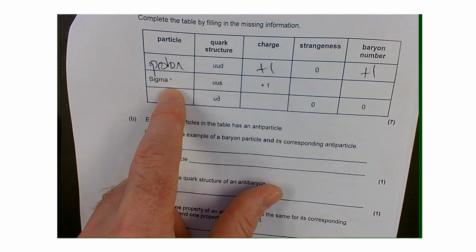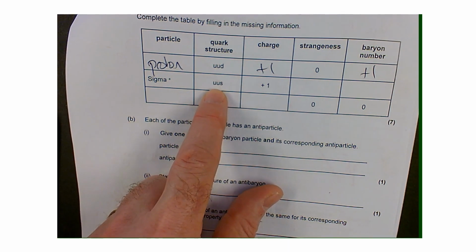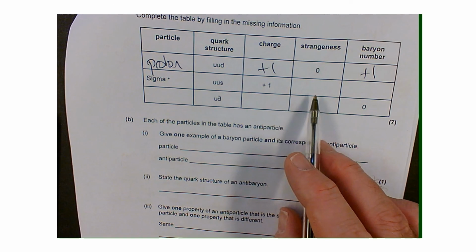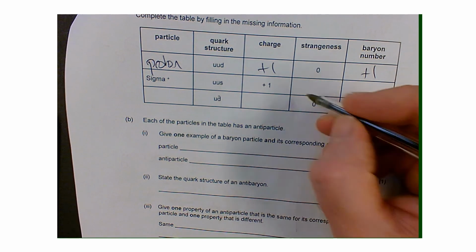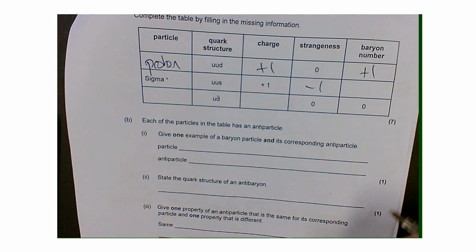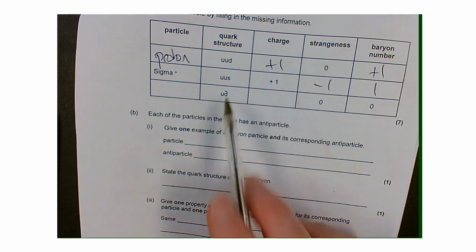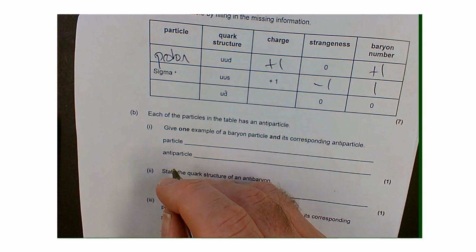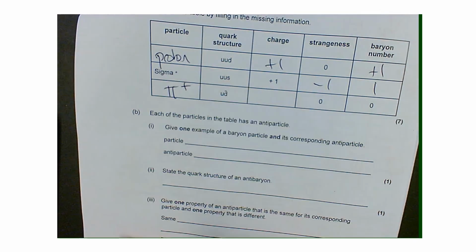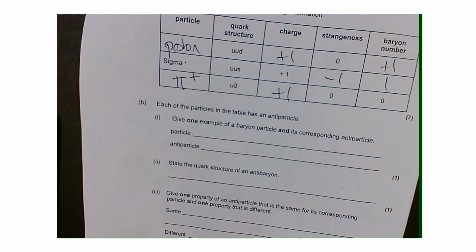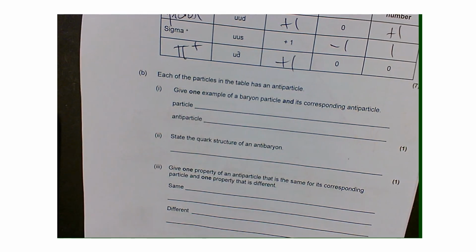The sigma plus particle, it's an up, up, and a strange. So its charge number is +1. Its strangeness number is -1, and its baryon number is 1. And then I've got the last particle, which is an up and an anti-down, so that is pion plus, positive pion. Its charge is +1. Okay, excellent. So each of the particles has an antiparticle.